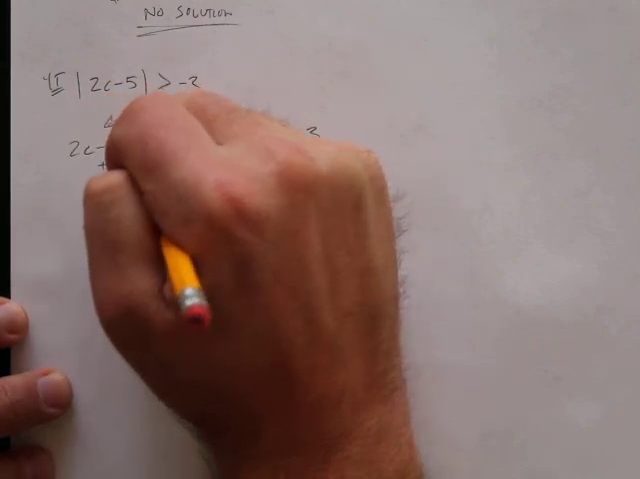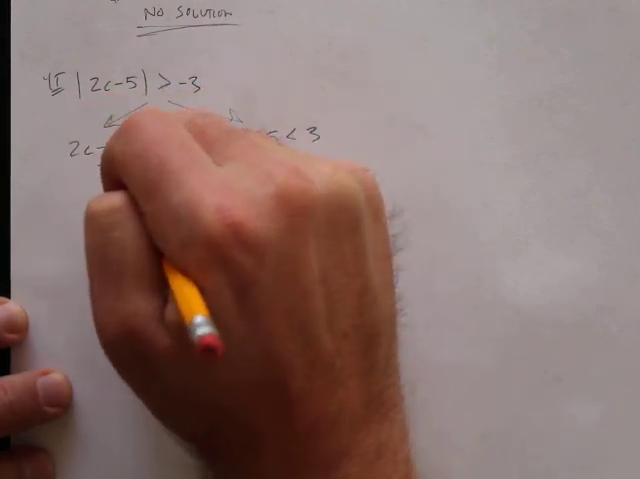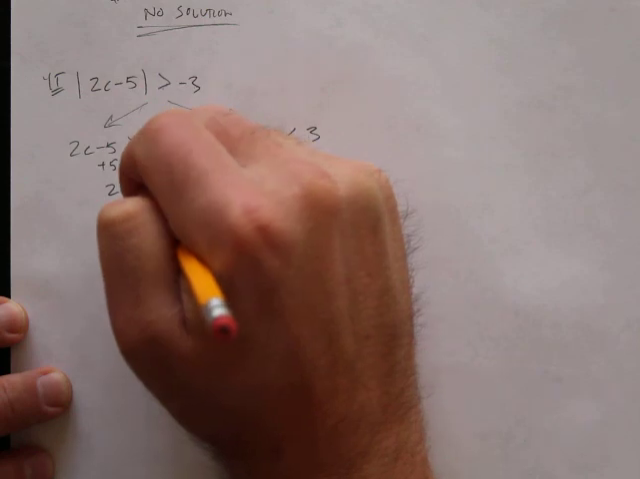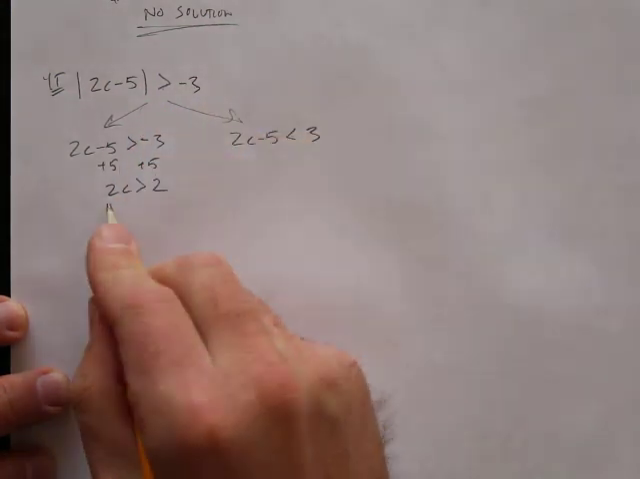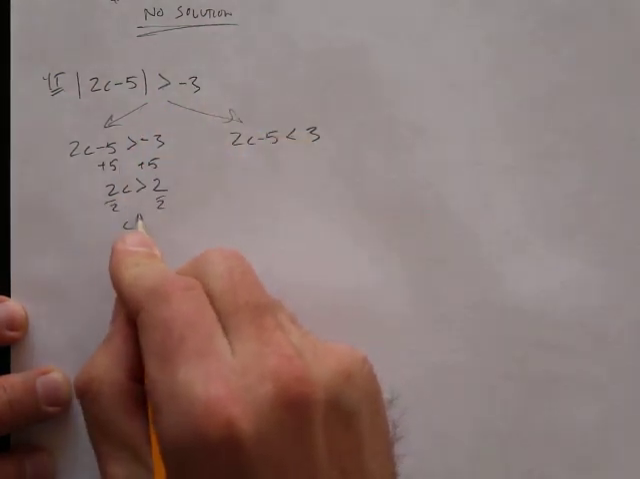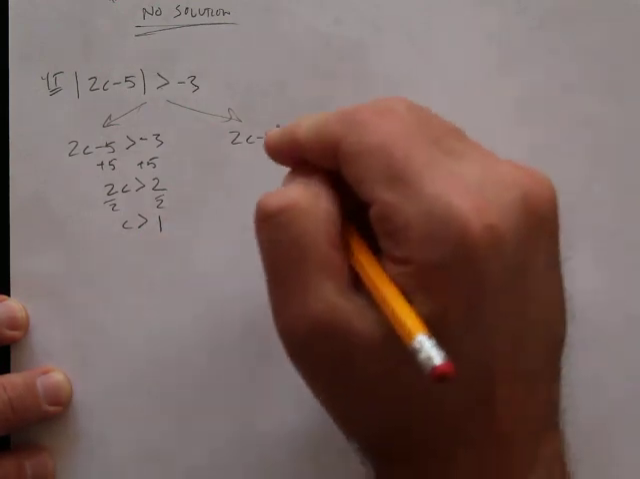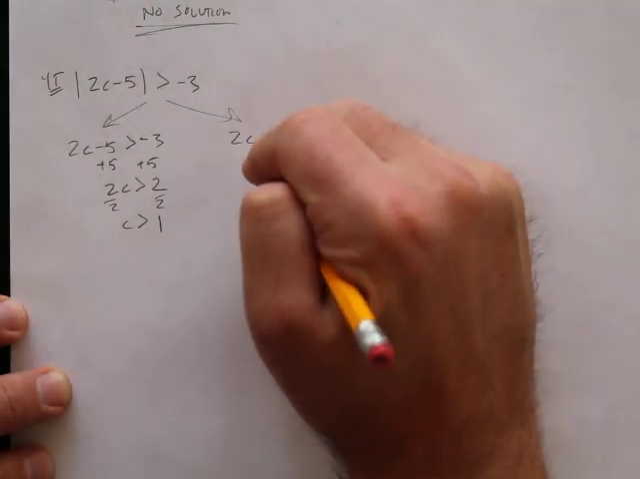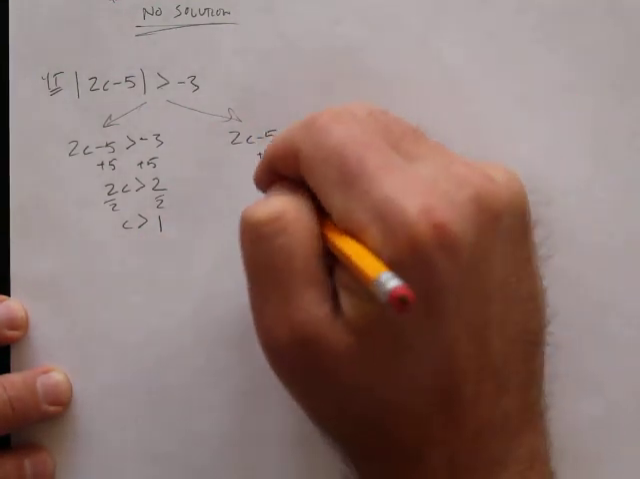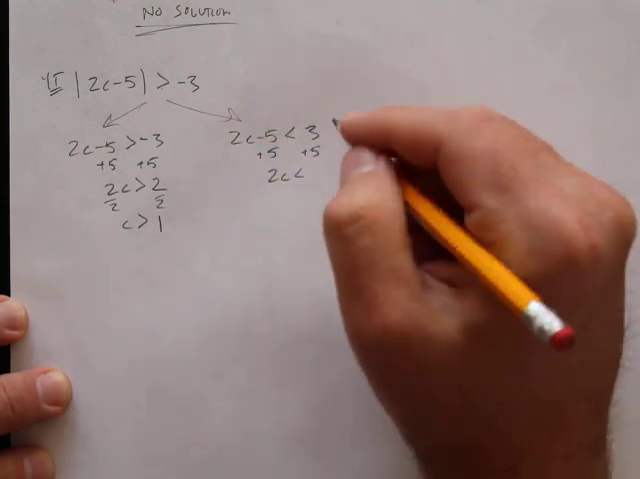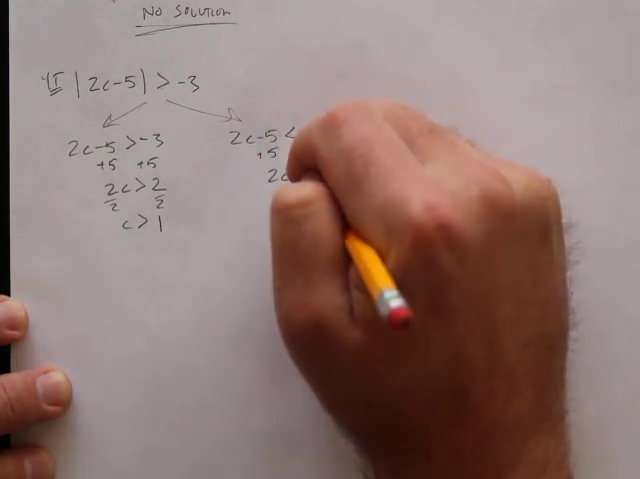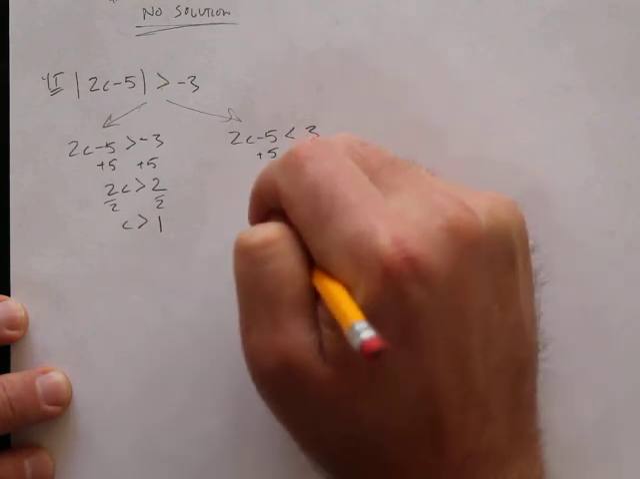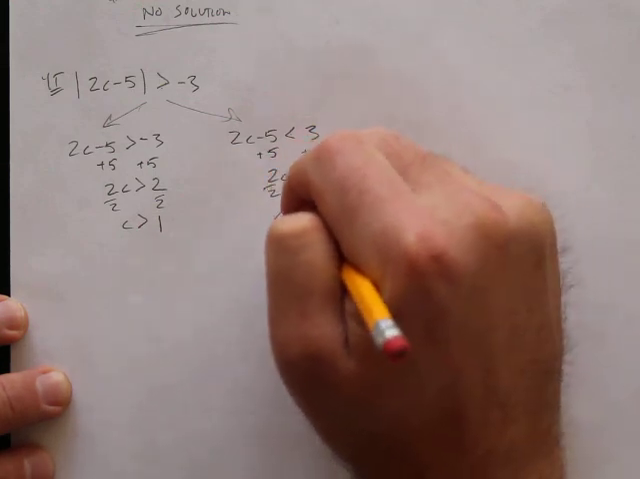Plus 5. 2c is greater than positive 2. Divide both sides by 2. C is greater than 1. Add 5 to both sides of this one, and I get 2c is less than 8. Divide by 2. C is less than 4.